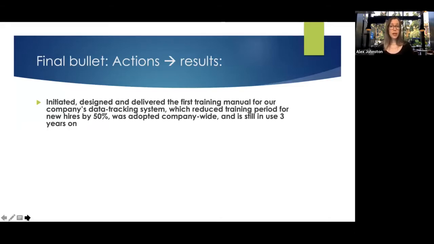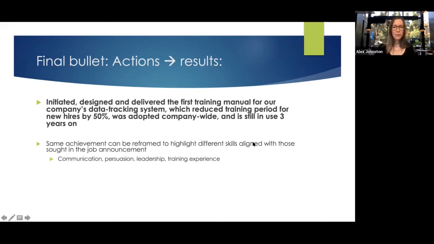Initiated, designed, and delivered the first training manual for our company's data tracking system, which reduced training period for new hires by 50%, was adopted company-wide, and is still in use 3 years on. So here we have a whole slew of action verbs starting out, and describing the results of that.